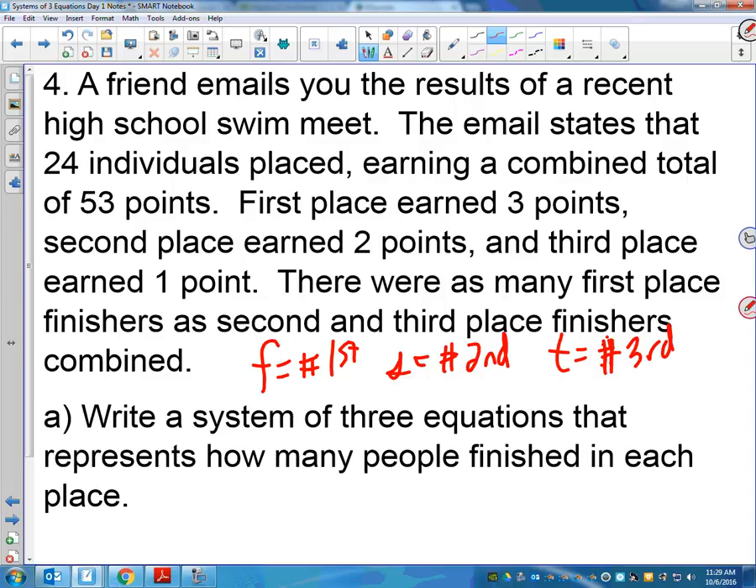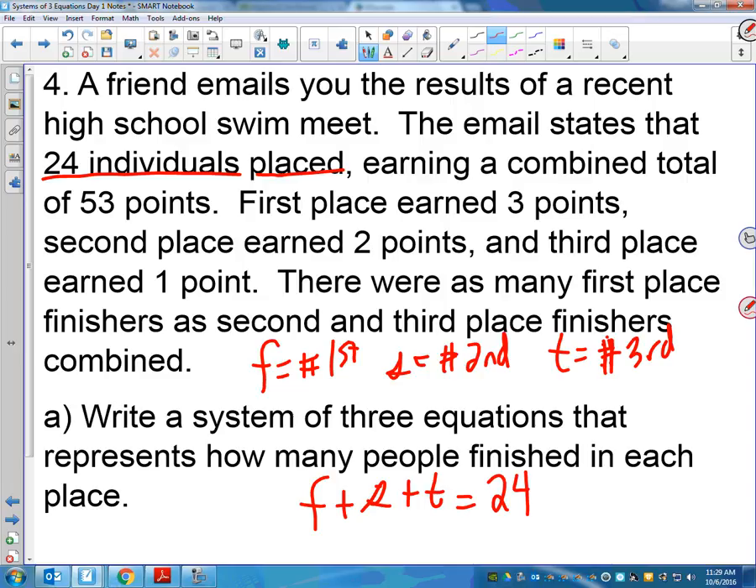And then just like our other story problems, we should be able to go through here and write some equations. They tell us that 24 people placed first, second, or third. So all the first place finishers plus all the second place finishers plus all the third place finishers has to equal 24. What equation would that be? F plus S plus T has to equal 24. Just like the total number of tickets sold or the total number of chairs sold.